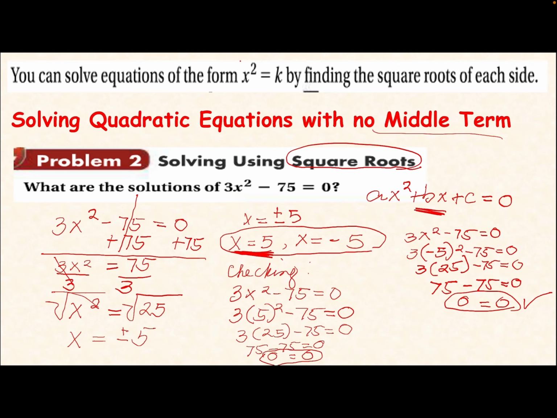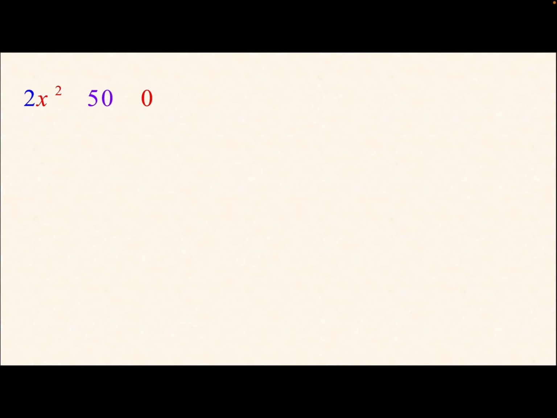So how many solutions do we have here? We have 2 solutions: positive 5 and negative 5. Any question about the given example? Okay, let us have this one.